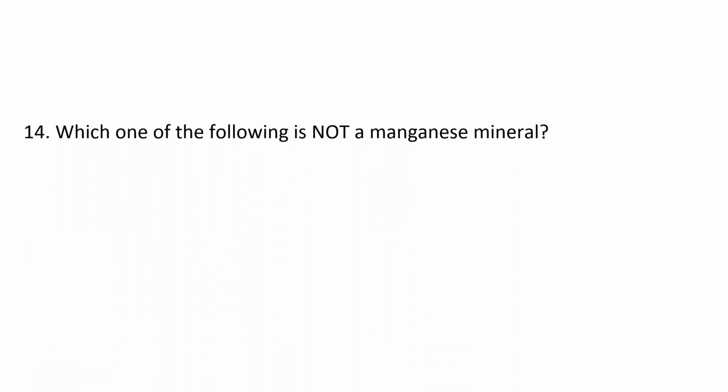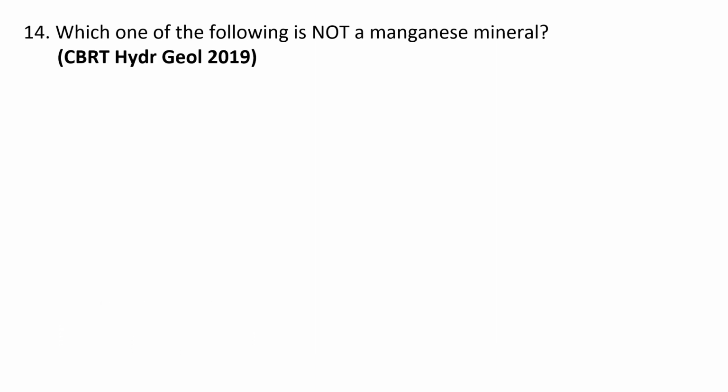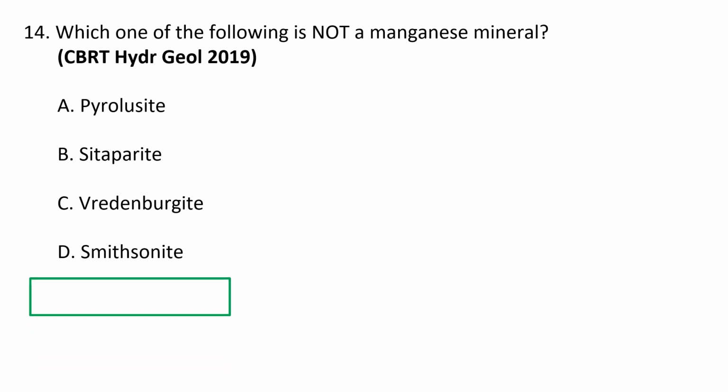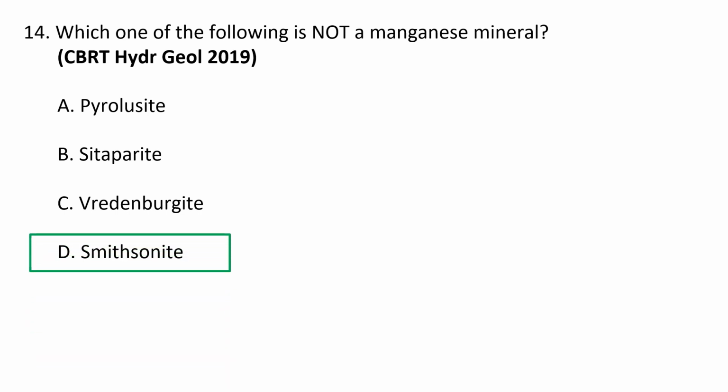Fourteenth question. Which one of the following is not a manganese mineral? A. Pyrolusite, B. Sitaparite, and C. Rhodonite, and D. Smithsonite. Correct answer is D. Smithsonite. Whereas the others are known as manganese minerals, Smithsonite is not a manganese mineral.